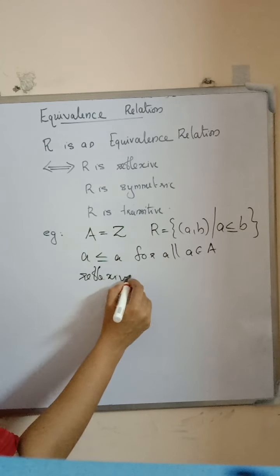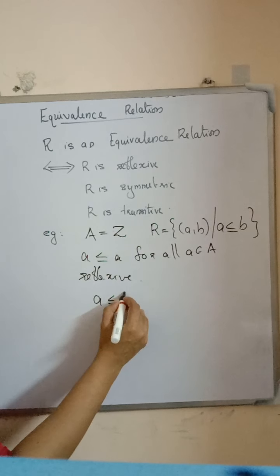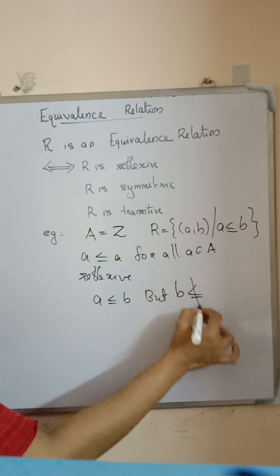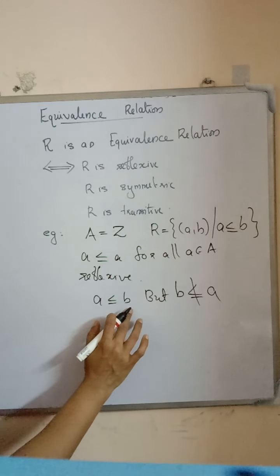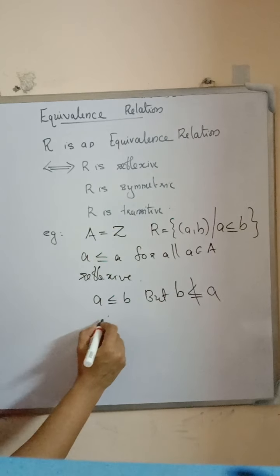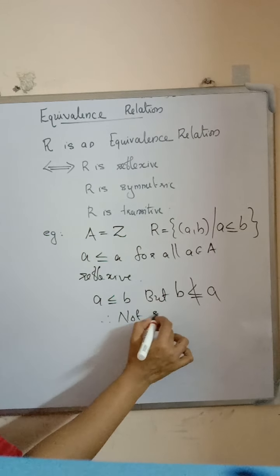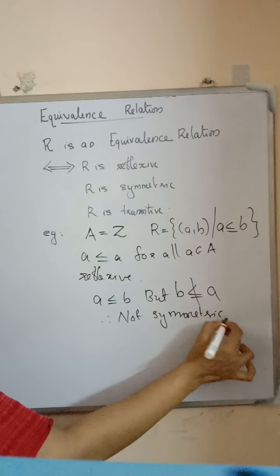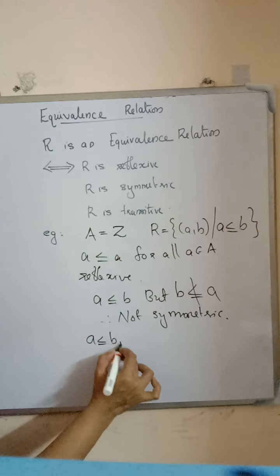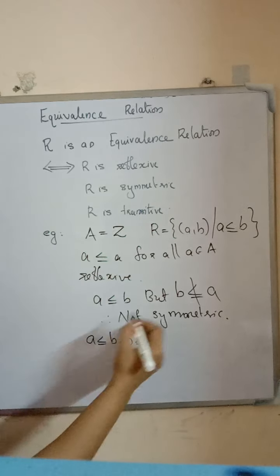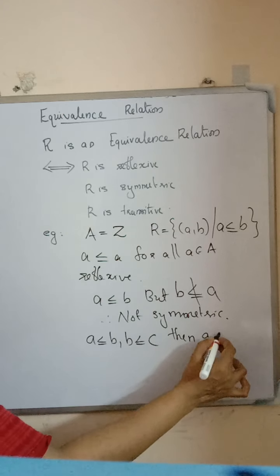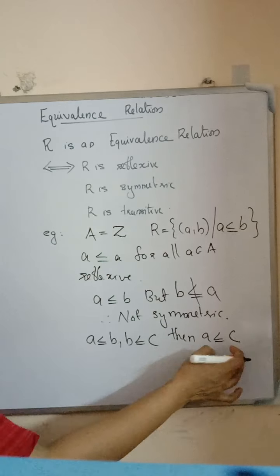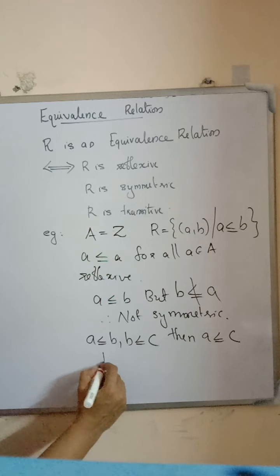Is it symmetric? a is less than or equal to b, but b is not always less than or equal to a. Therefore, the relation is not symmetric. If a is less than or equal to b and b is less than or equal to c, then definitely a is less than or equal to c. That means if a is related to b and b is related to c, then a is related to c. Therefore, the relation is transitive.